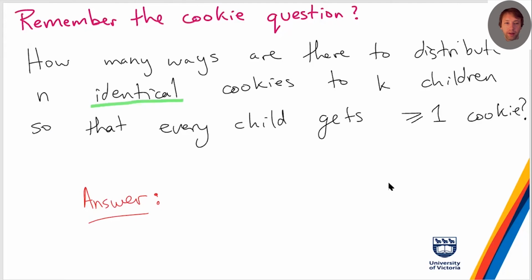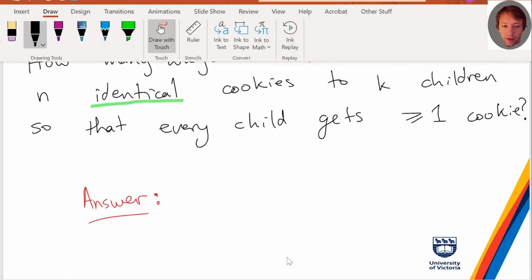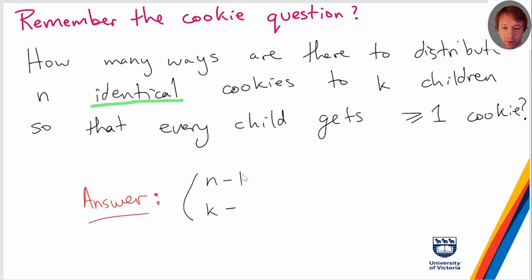Now we're going to connect these generating functions to something we did quite a long time ago in the enumeration part of the course. Do you remember the thing about cookies? How many ways can I distribute n identical cookies to k children so that every child gets at least one cookie? I think people got quite good at this. The answer is n minus 1 choose k minus 1. Remember, the fact that the cookies are identical is important here.